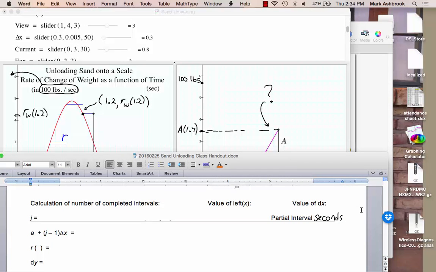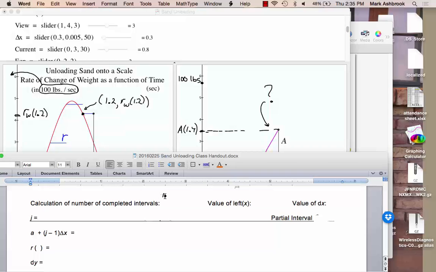Do you remember how it first gets the number of complete intervals? Because that's going to be how many terms we have in that summation notation, right? The number of terms in the summation notation is going to depend on how many completed intervals have gone by. So how does it calculate that number of completed intervals? Who remembers? All right, what is x?